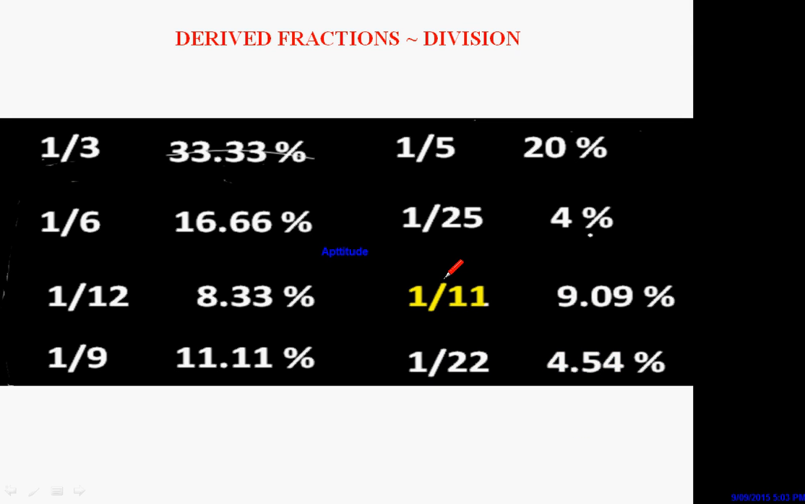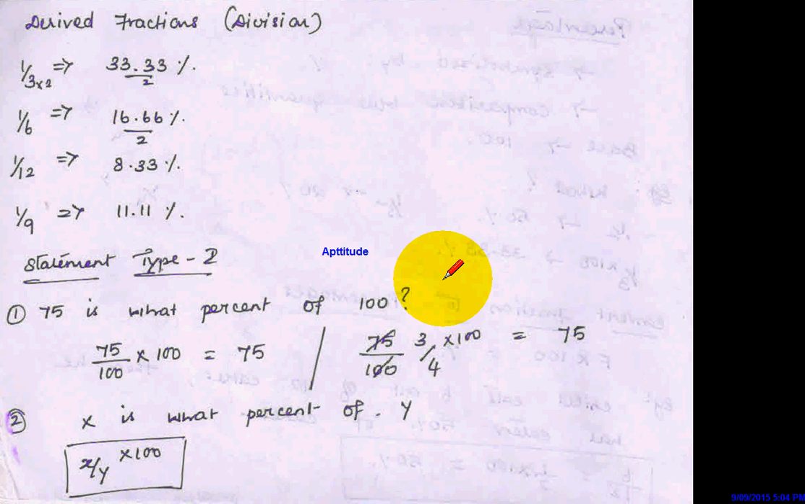So, these are some of the derived fractions which you can calculate within no time, so that you can save your time in doing all these calculations. So, better try to remember the base fractions so that we can calculate derived fractions very quickly and easily.